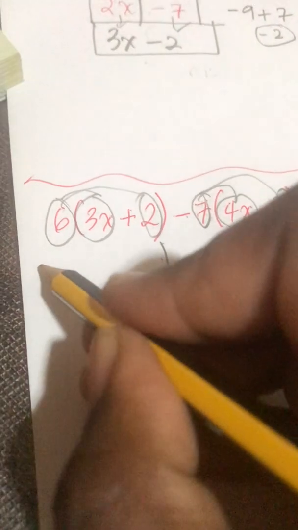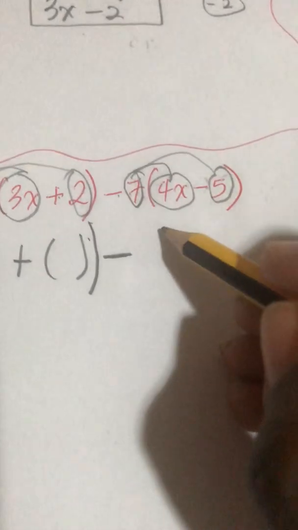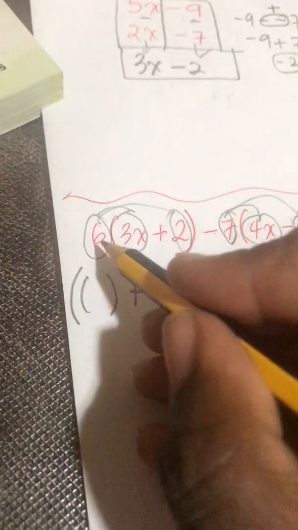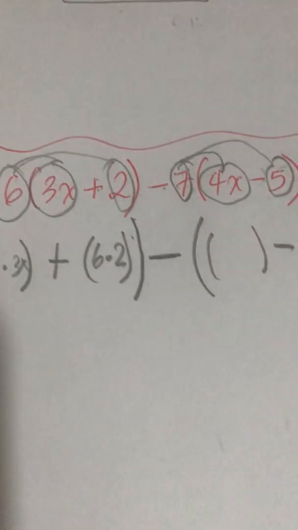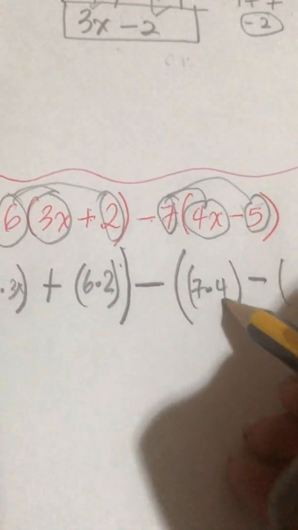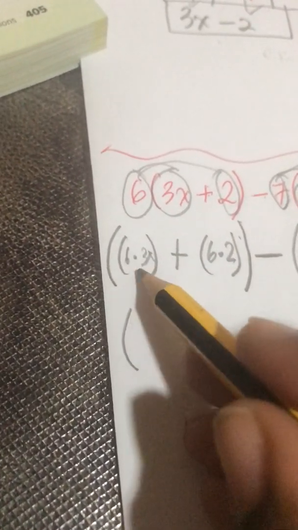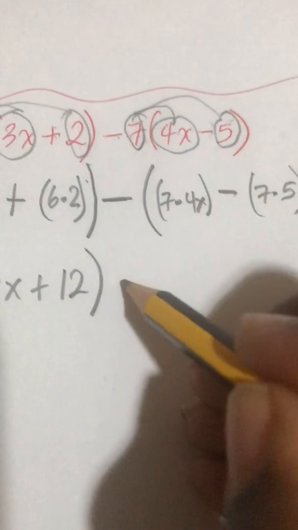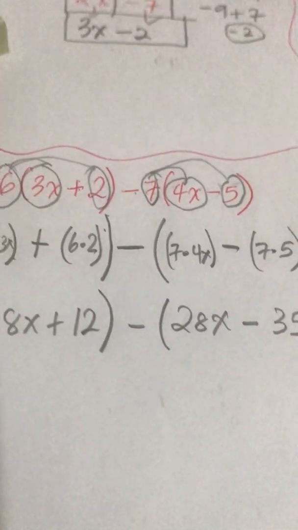So now I open a big bracket, and in this big bracket I will have 2 brackets with a minus sign here. Okay? Here I will write 6 times 3x, 6 times 2, and then 7 times 4x, 7 times 5. Now we solve this. This is 18x. 6 times 3 is 18. 6 times 2 is 12. Minus 28x minus 35. Okay?